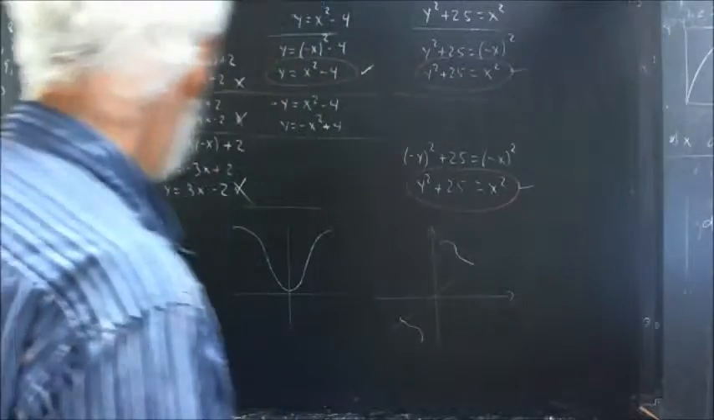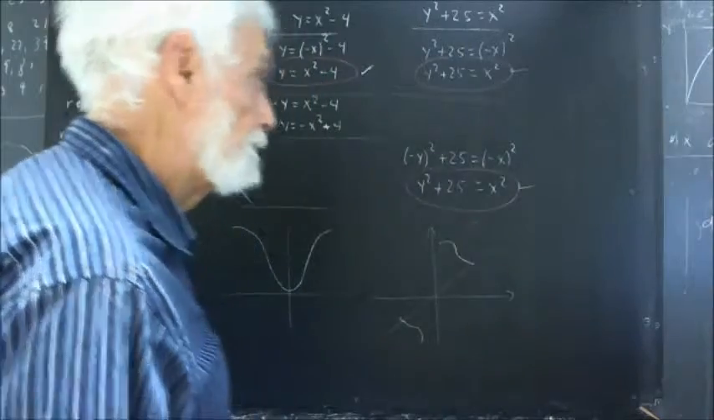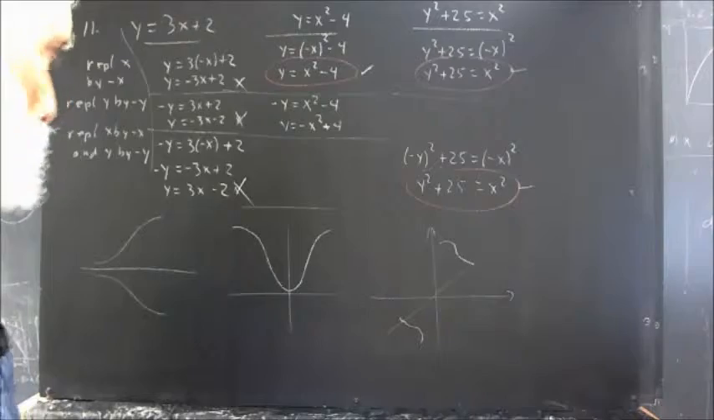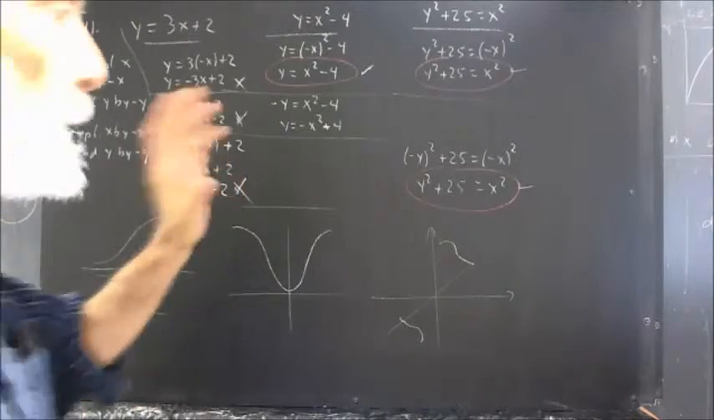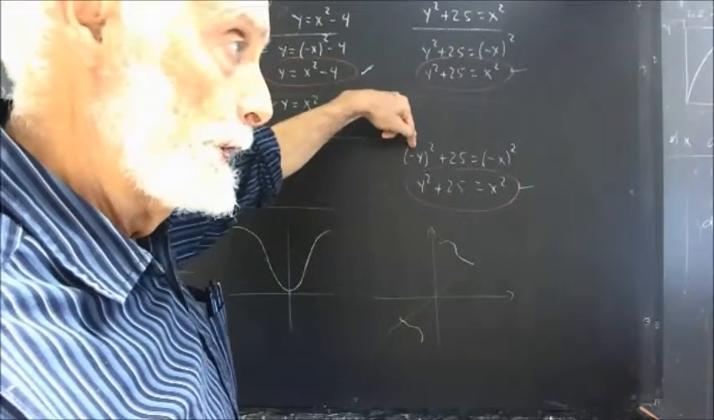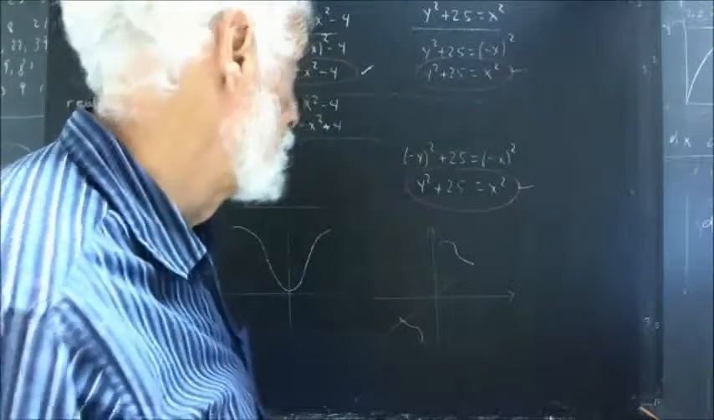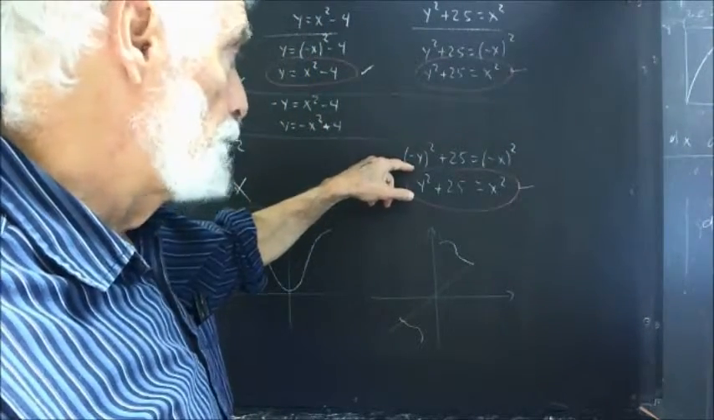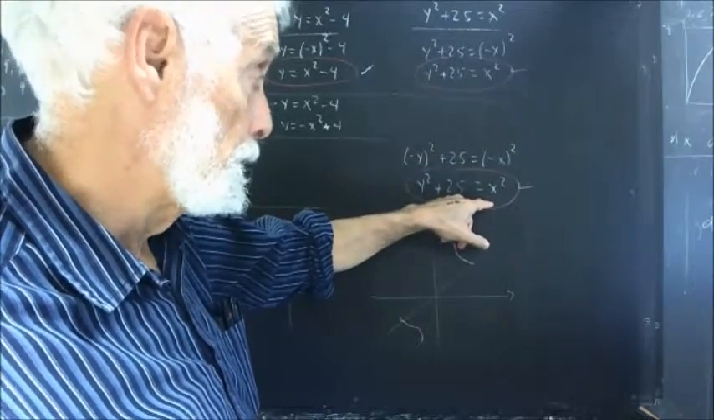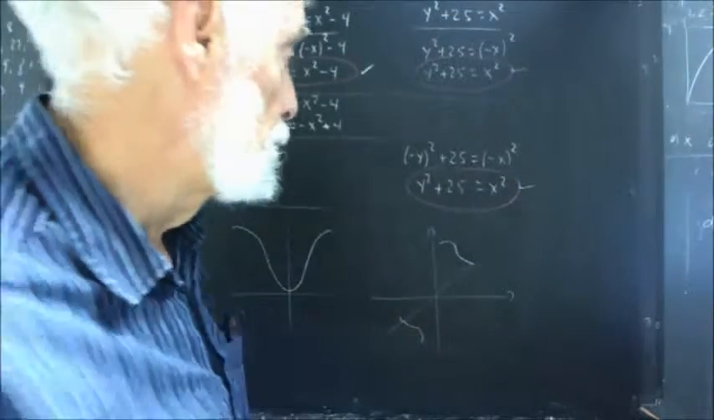Now, I didn't do the replacement of y by negative y, but I did do the replacement of both x and y by negative x and negative y. Replace both x and y by their negatives. Clearly, y squared is going to become negative y quantity squared, and x squared will become negative x quantity squared. But negative quantity y squared is just y squared, and negative quantity x squared is just x squared. That gets us back to our original equation, so we get to circle this one also.